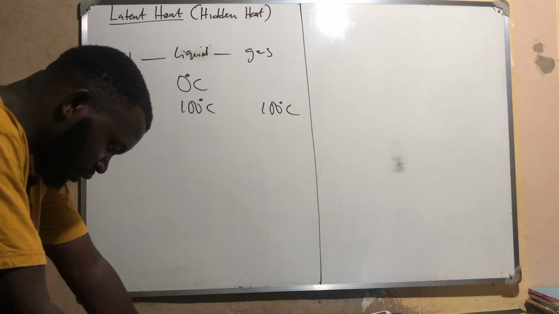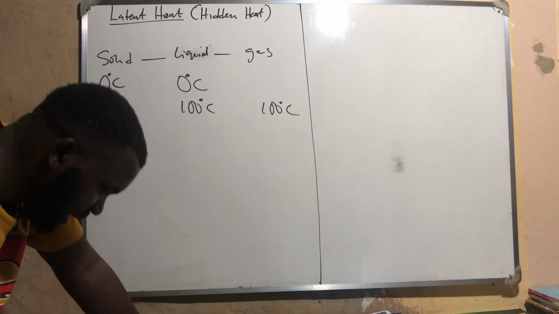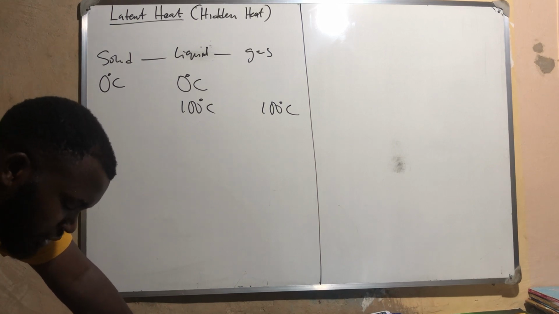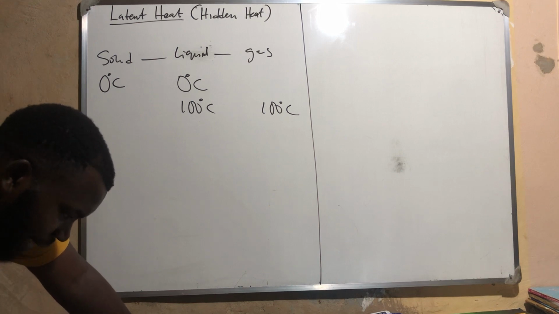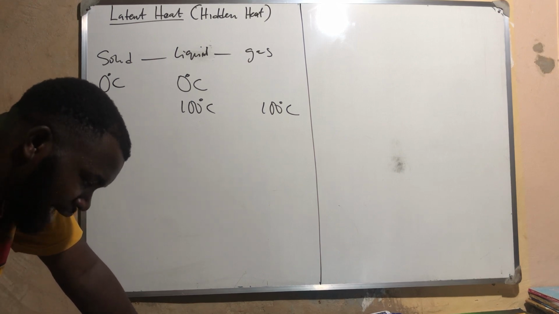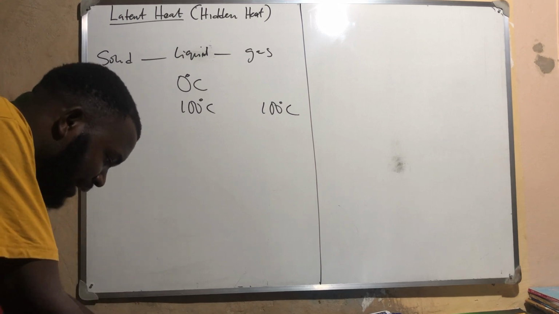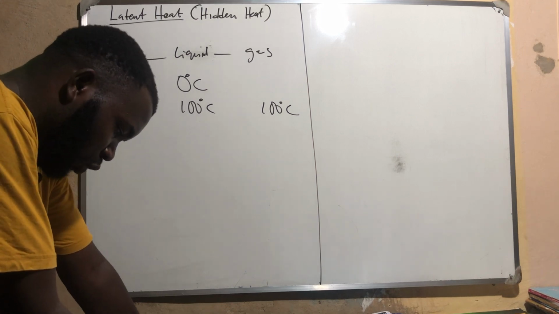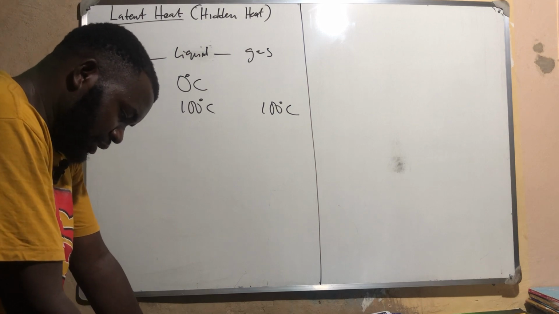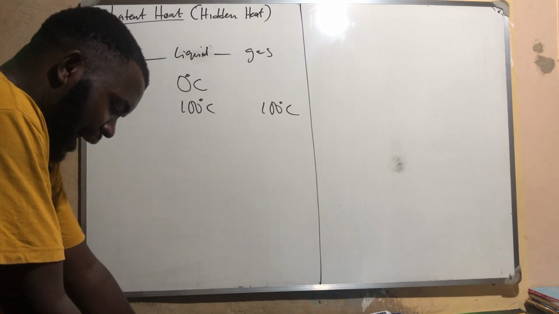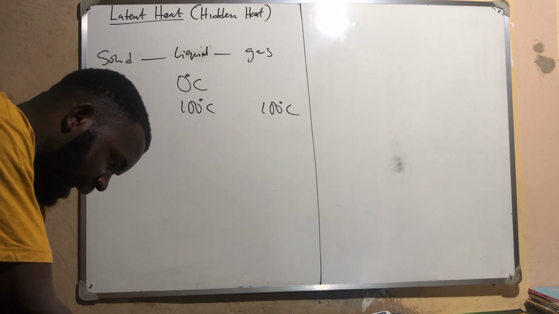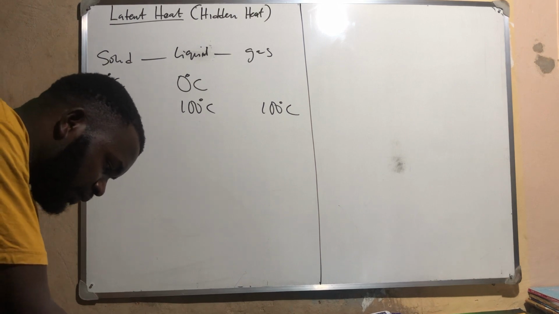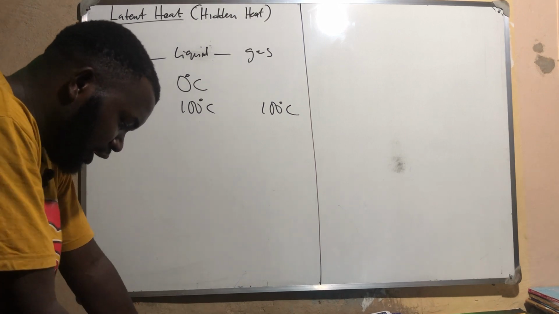A question one year WAEC said that we should explain using the kinetic theory of matter why ice at 0 degrees Celsius can change to water at the same temperature. The answer is because of latent heat. Ice at 0 degrees Celsius can change to water at the same temperature of 0 degrees Celsius, even though heat is supplied to it. This is because all the heat energy supplied at this point is completely absorbed by the ice, only to break the intermolecular forces of attraction holding it in its solid state to form a liquid, that is water.